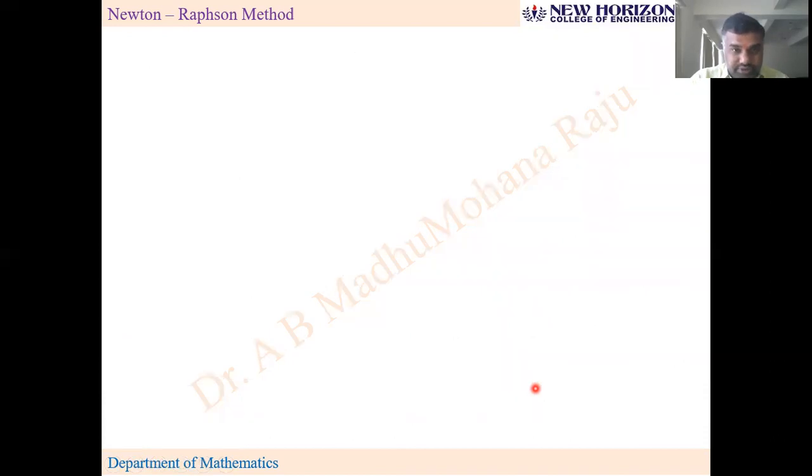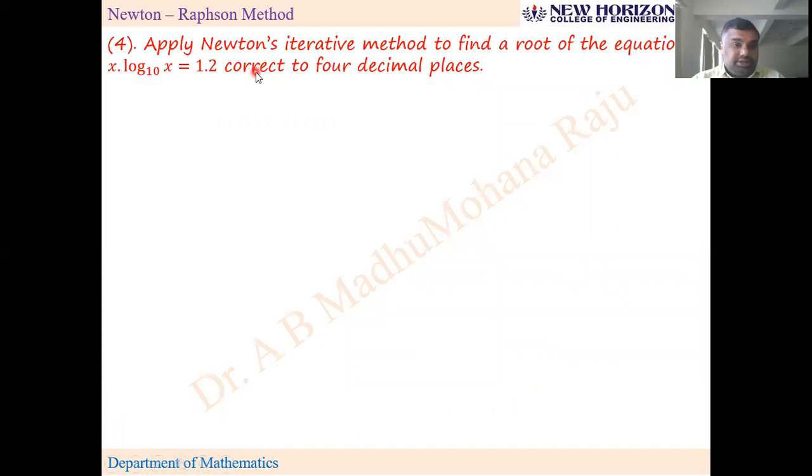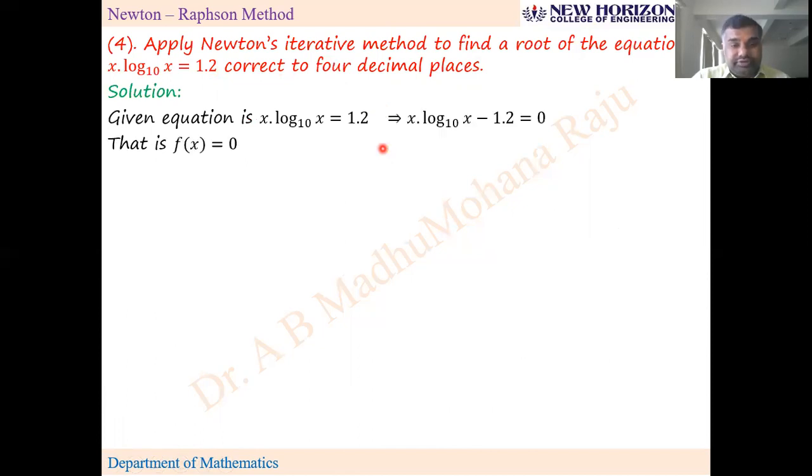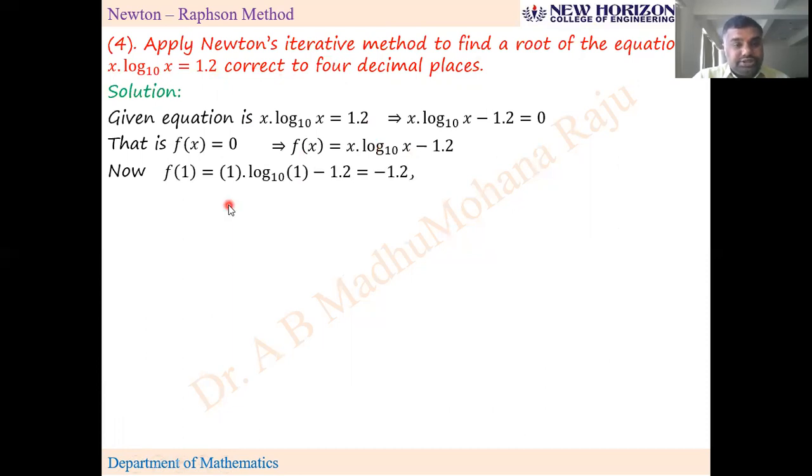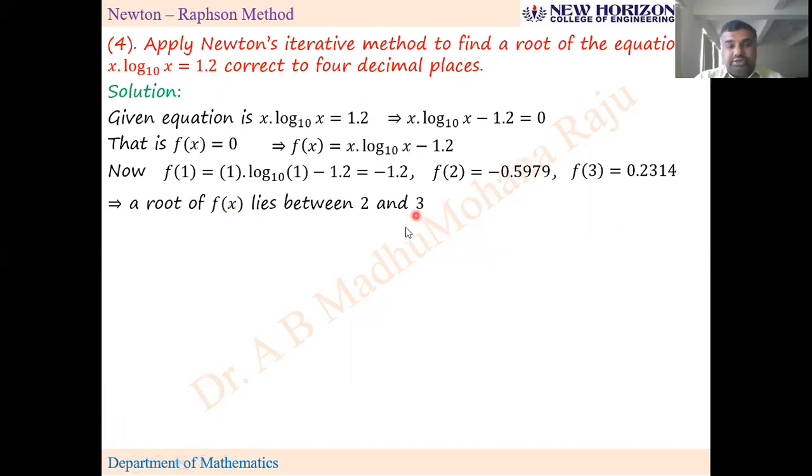Next, we will see one more problem. Apply Newton's iterative method to find a root of the equation x log x base 10 = 1.2, corrected to 4 decimal places. List out f of x as x log x base 10 minus 1.2 and guess the root which is a nearer approximate root. With this we can say that the root lies between 2 and 3 but nearer to 3. So take x naught as 3.